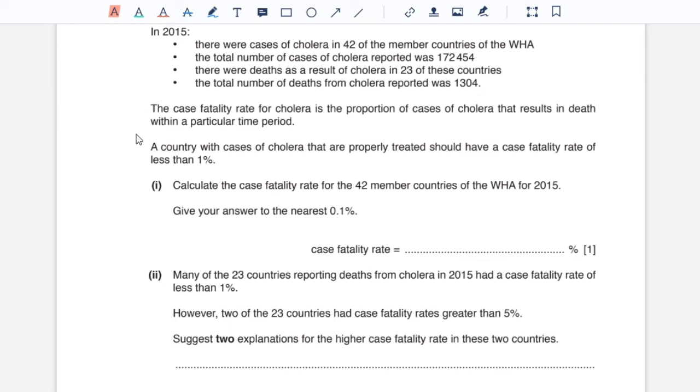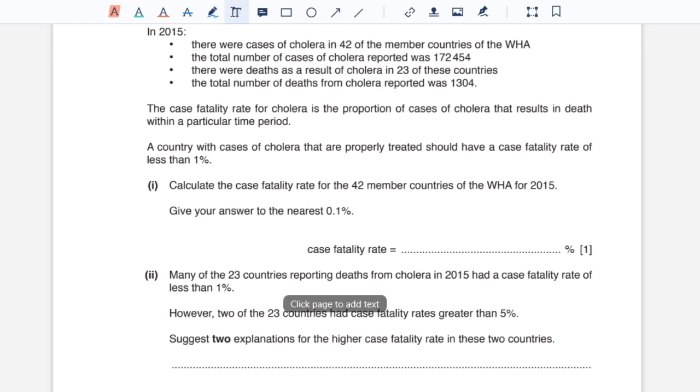So fatality rate is the proportion of cases of cholera that result in death. That means the total number of cases that lead to death divided by the total number of cases. And because you're supposed to be giving your answer as a percentage, you'd multiply the fraction by 100. So that would mean 1304 divided by 172,454 multiplied by 100. And the answer is 0.75, and because we're only supposed to give the answer to the nearest 0.1%, that would be 0.8.